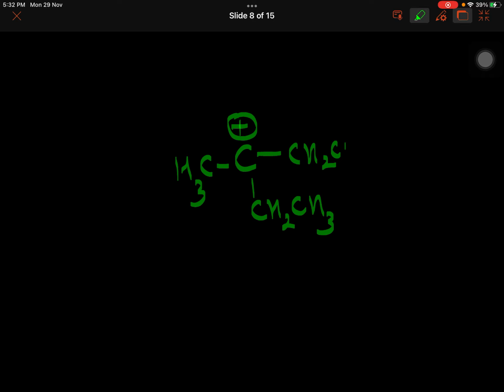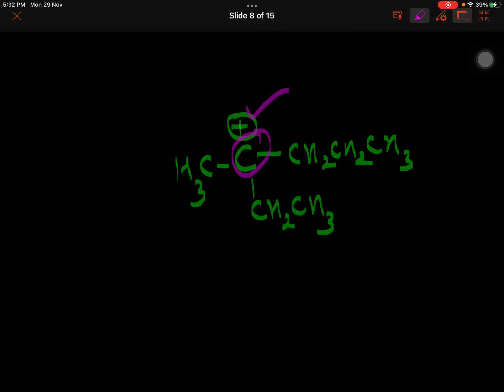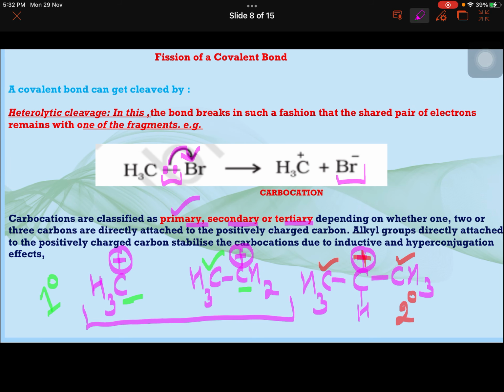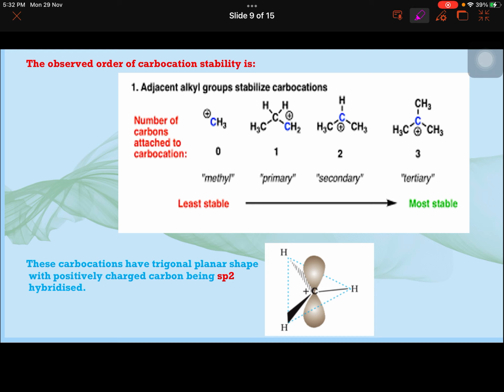Then if I show you the tertiary, one carbon with a positive charge, C, C and C. It may be CH3, it may be ethyl, it may be propyl, or maybe methyl only, any R group. Look at the carbon having positive charge. It is attached to 1, 2, 3 carbons directly. So this is tertiary. That's what is explained here, alkyl groups which are directly attached. They will help you in deciding.